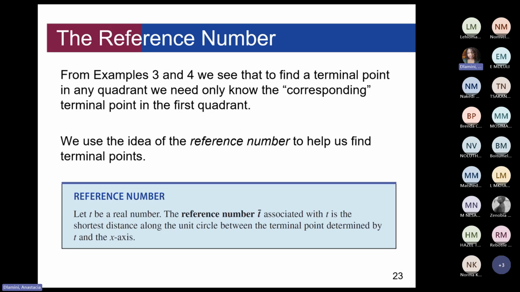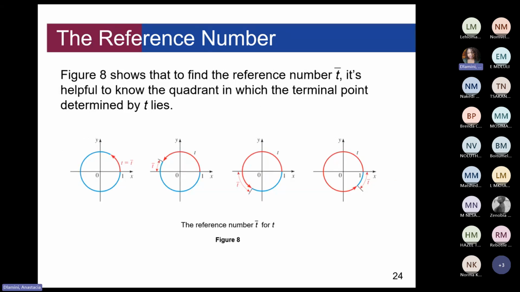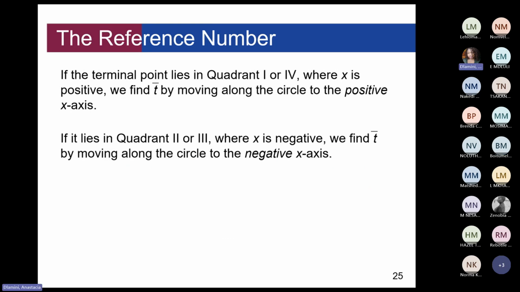I don't want to say reference angle. It's called the reference number. So here they are showing, they say, Figure 8 shows that to find the reference number t bar, it's helpful to know the quadrant in which the terminal point determined by t lies. If it lies here, then this is the shortest distance. If it lies here, then this is the shortest distance. If it lies here, then this is the shortest distance. If it lies here, then that's the shortest distance. Are we all together there? Yes, ma'am.